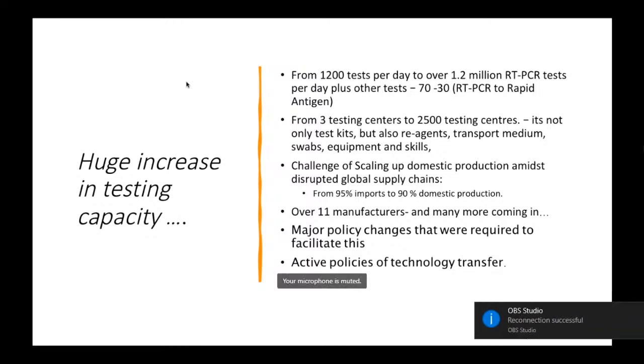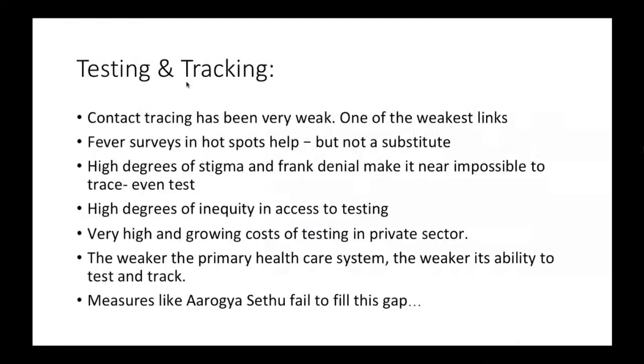Active policies of technology transfer were followed. So, how this happened is a remarkable story. But having said that, on the ground there were gaps. First, contact tracing has been very weak, one of the weakest things. Instead, people do fever surveys, which is not bad, but is not a substitute for contact tracing.